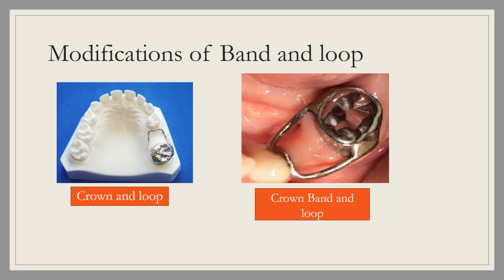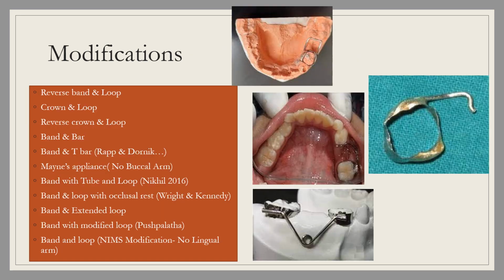There are various modifications of band and loop space maintainers. First is the crown and loop, where you place a crown if the adjacent tooth is compromised. You do the pulpectomy in the crown, and the loop is directly soldered over the crown. Then the crown band and loop, where you do the banding over the crown and then solder the loop. There are a few other modifications, like the reverse band and loop, where you do the banding on the mesial tooth, and the reverse crown and loop.